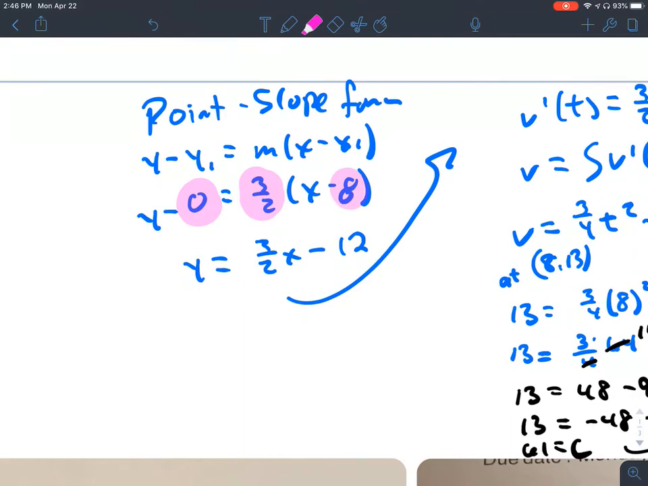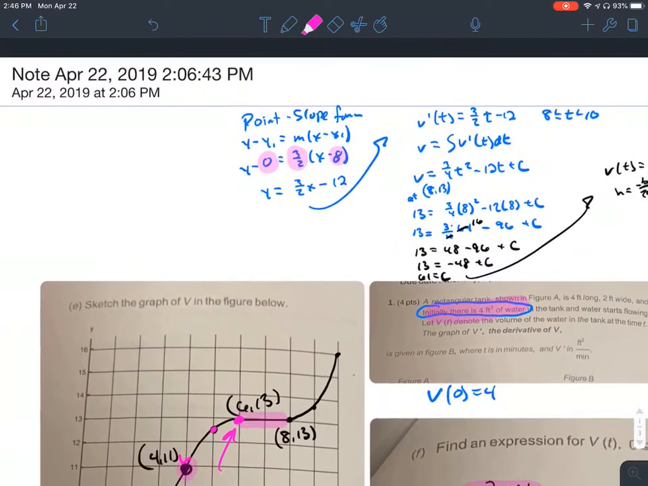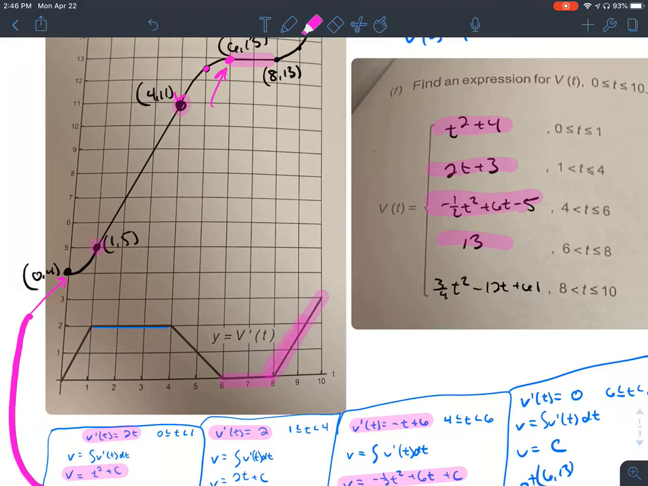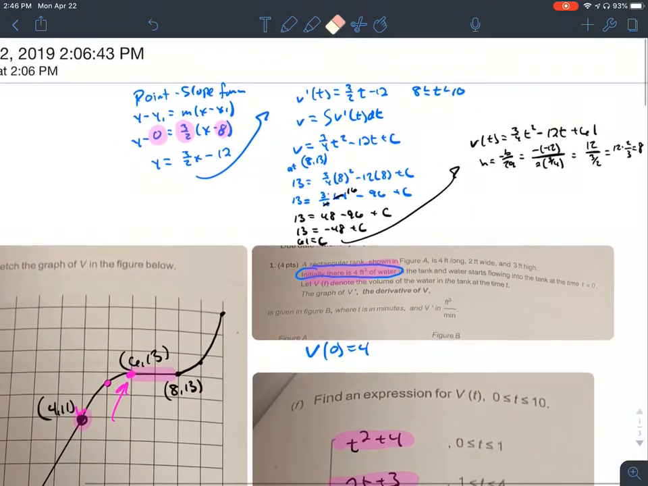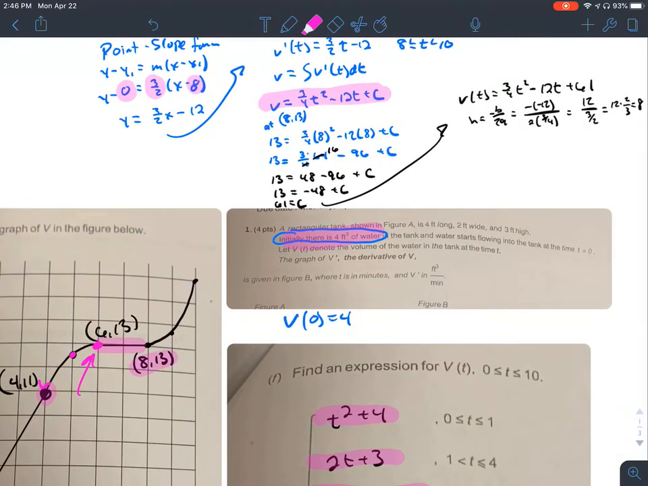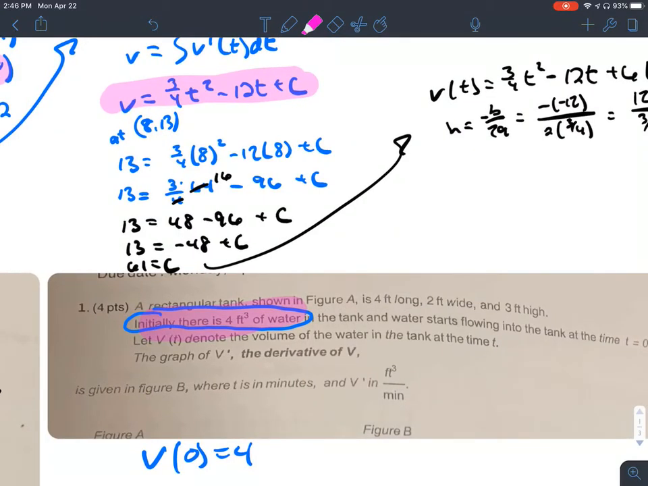If I solve this equation for y, I get that this V prime is 3 halves, should be a t, not an x, minus 12. So this line right here is 3 halves t minus 12. That will be the y-intercept. So that means that V prime is that. Whoops. If I integrate that, I get this fella with the arbitrary constant of c. Take the ordered pair that I left off with, 813, I know that's on the graph, and I plug that in, and end up with c is 61. Hopefully I did my math correctly there.